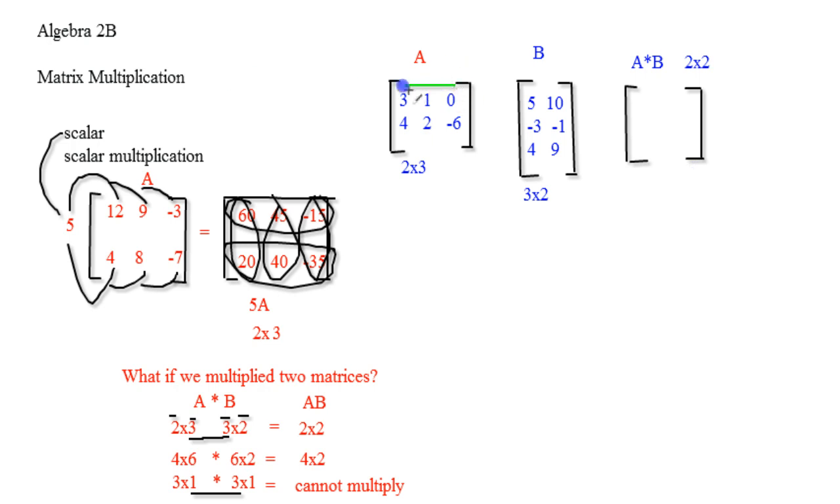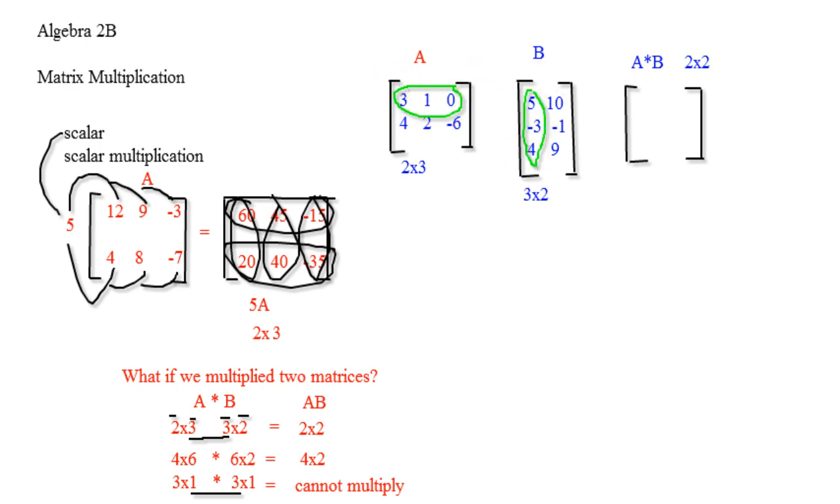Now I'm going to focus on the first row, multiply it by the first column, and add all the terms. So I'm going to take 3 times 5, which is 15. 1 times negative 3 is negative 3. And 0 times 4 is 0.